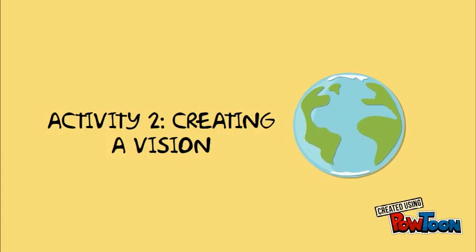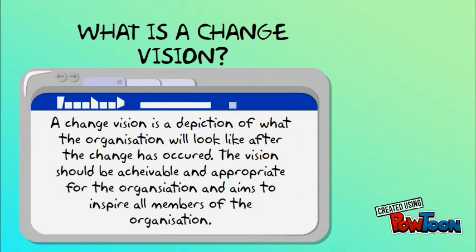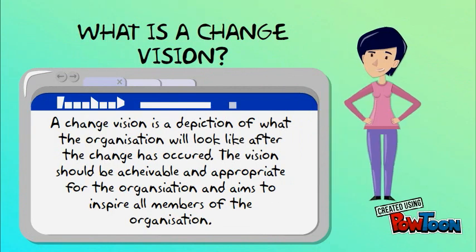Activity 2 is creating a vision. So what is a change vision? A change vision is a depiction of what the organisation will look like after the change has occurred. The vision should be achievable and appropriate for the organisation and aims to inspire all the members of the organisation.